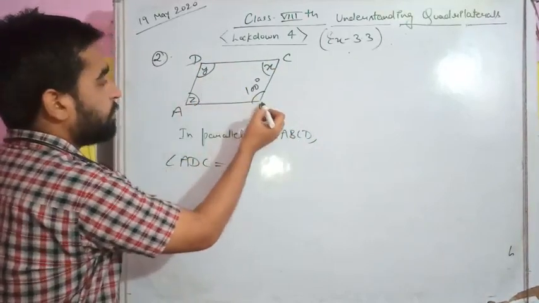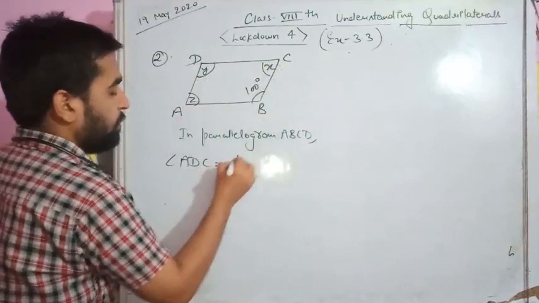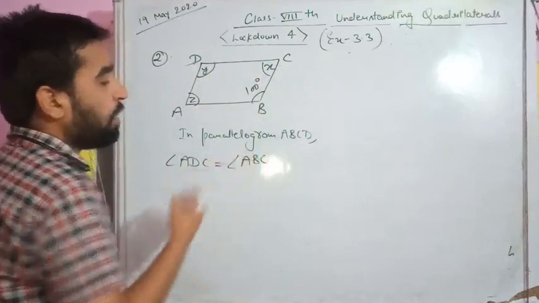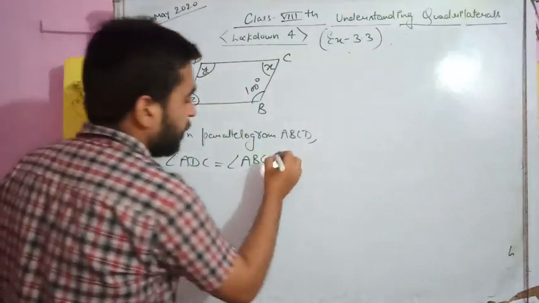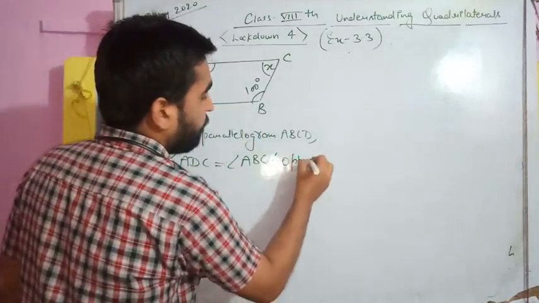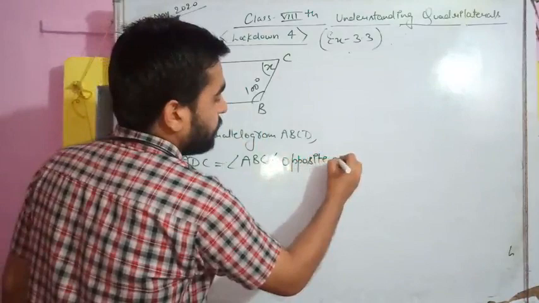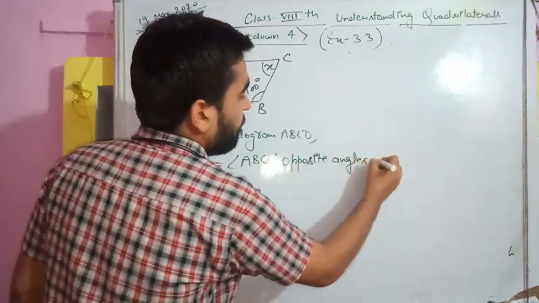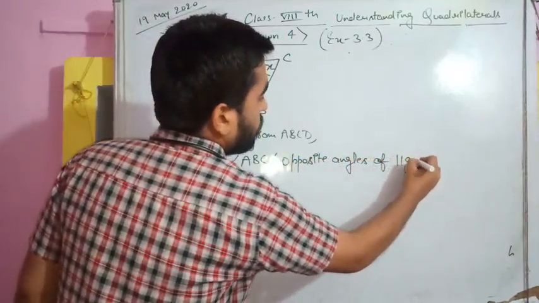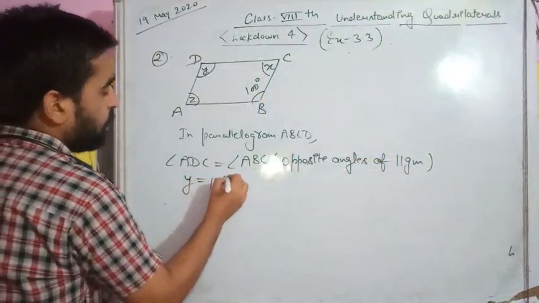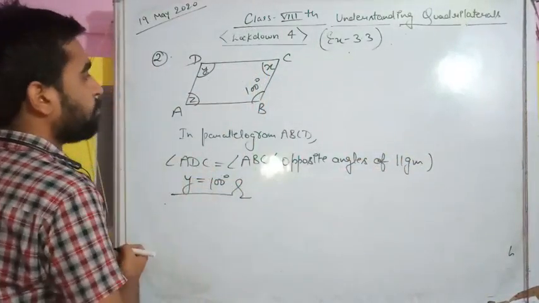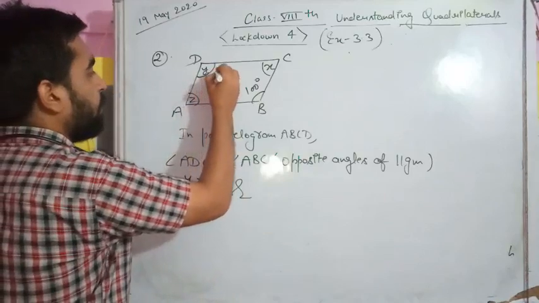which angle is this? Angle ABC. Which kind of angles are these two? These two are opposite angles of parallelogram, so these will be equal. In bracket we will mention opposite angles of parallelogram. So this is how we will mention, then we can write directly, Y is equal to 100 degree. Answer.